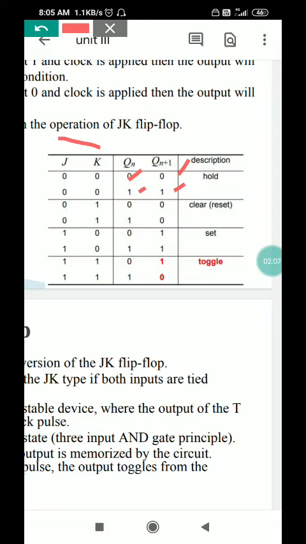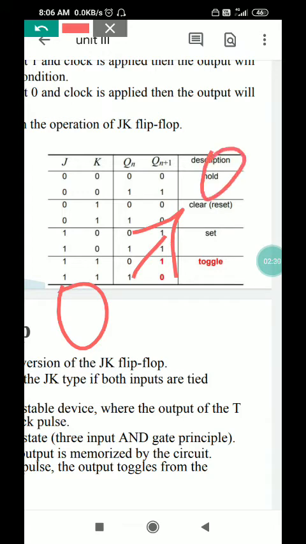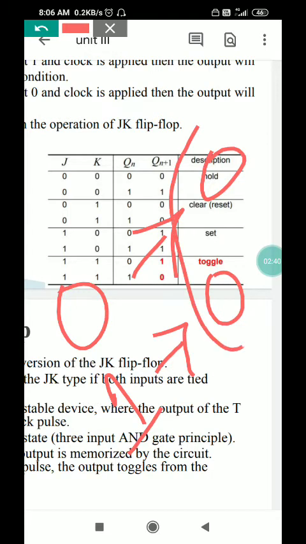For J and K 0 1, it will clear the flip-flop. It means if Qn is 0, it will keep it as it is, and if Qn is 1, then it will be made 0. So in case of a reset condition, if previous output is 0, it remains 0. If previous output is 1, it will become 0. So somehow it will see to it that output is always 0.